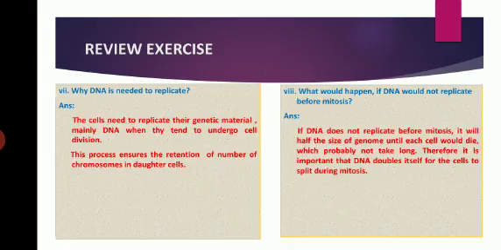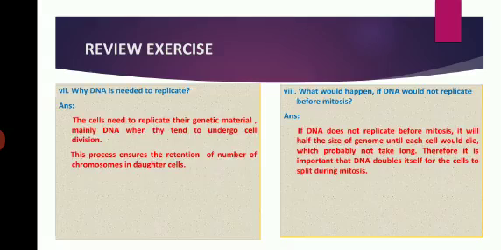Now question number 7: why is DNA needed to replicate? All of you know that when cell division occurs, the parent cell divides into 2 daughter cells. These 2 daughter cells further divide into 4 daughter cells and the process goes on. Now the new cells which are formed need all the complete components and set of information as their parent cells have for complete and proper survival.